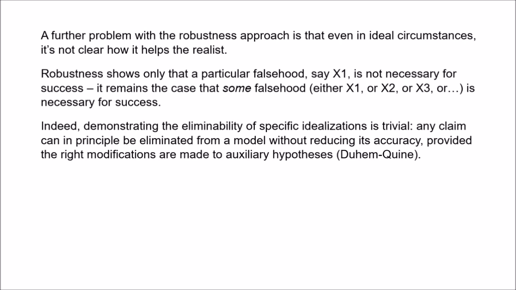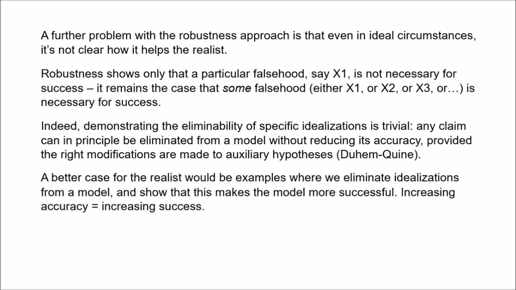So, if eliminability alone is not enough, what more is required? I think the best case for the realist is where we can both eliminate the idealizations and also show that in doing this, we make the model closer. So we show that in eliminating the idealizations, and so bringing the model closer to the truth, it also becomes more successful. So the anti-realist challenges the success to truth rule by pointing out that successful theories and models include a variety of idealizations. Falsehoods can be involved in success, so we can't infer from success to truth.